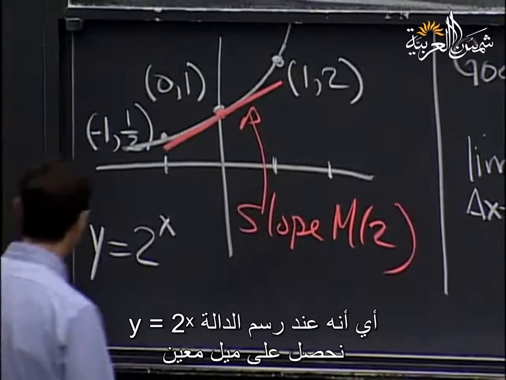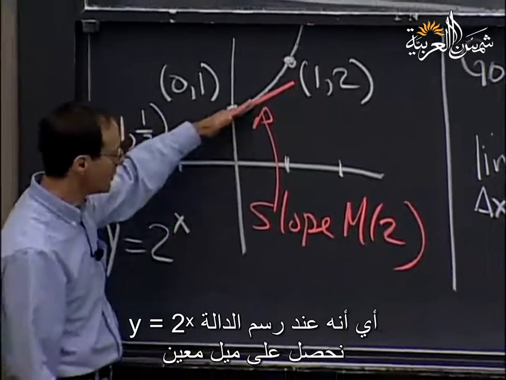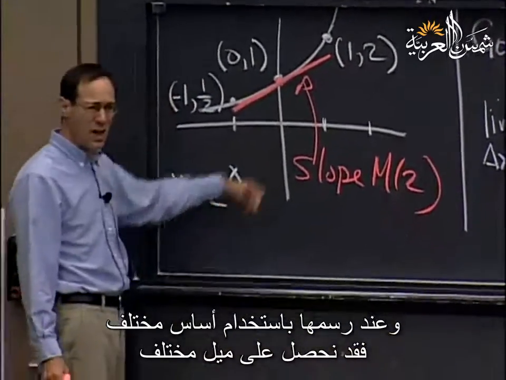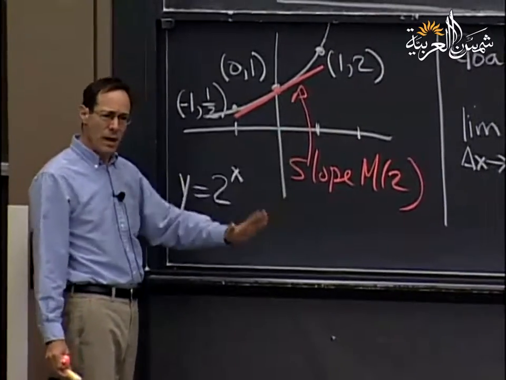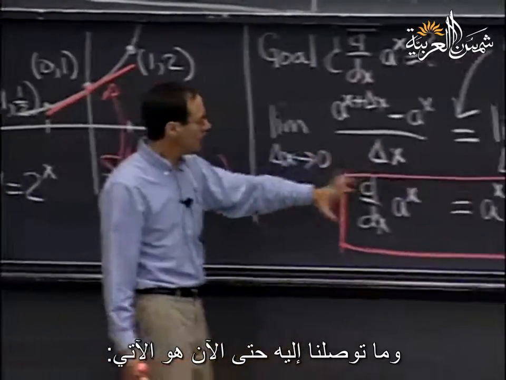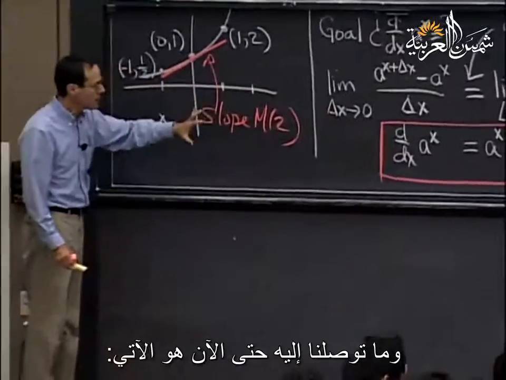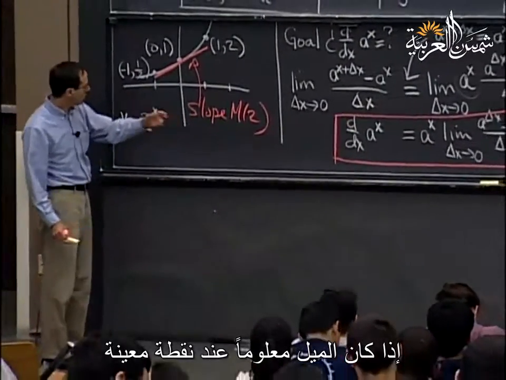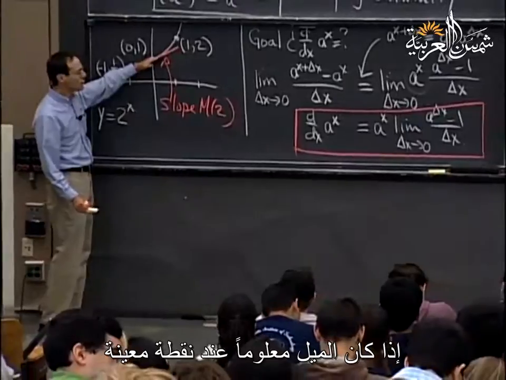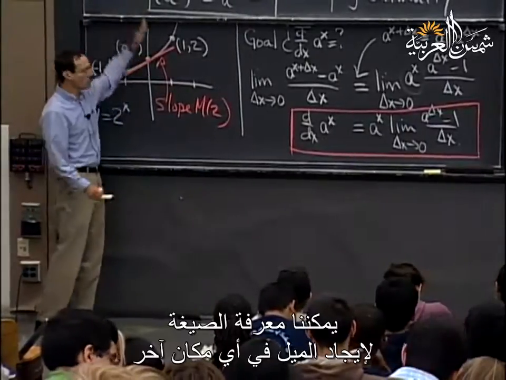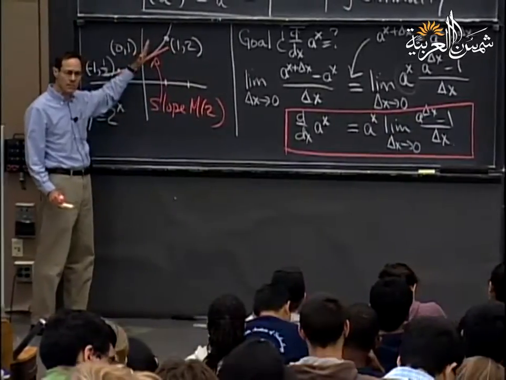If I graph the function y equals 2 to the x, I'll get a certain slope here. If I graph it with a different base, I'll maybe get another slope. And what we've got so far is the following phenomenon: if we know this one number, if we know the slope at this one place, we'll be able to figure out the formula for the slope everywhere else.